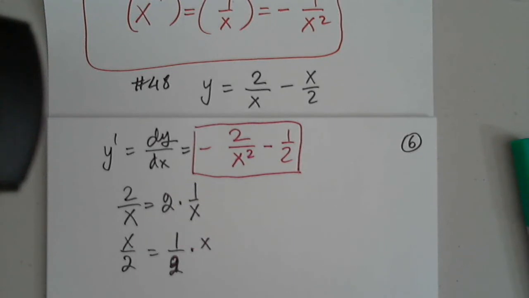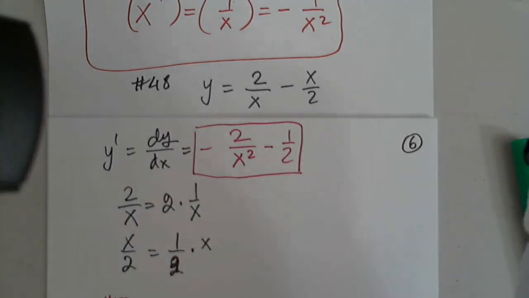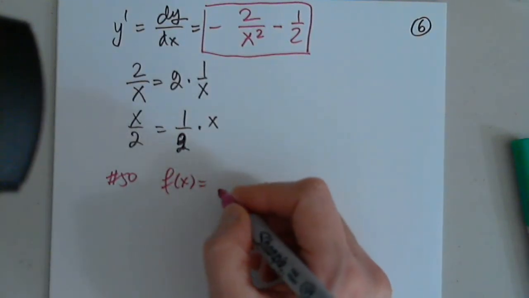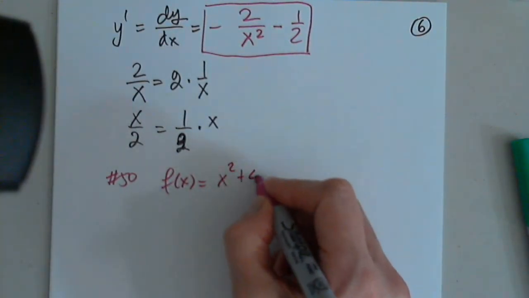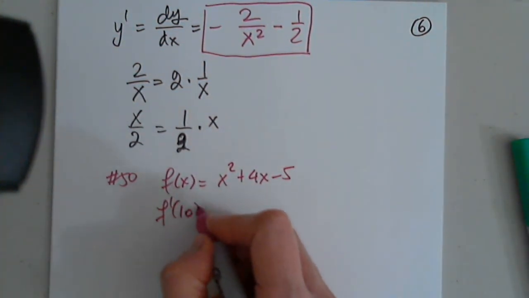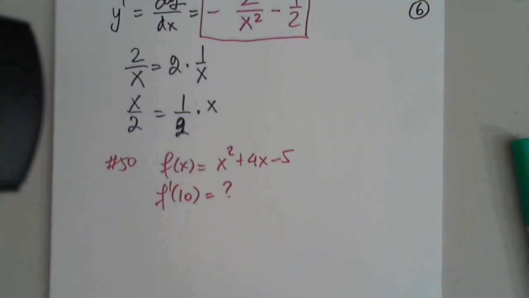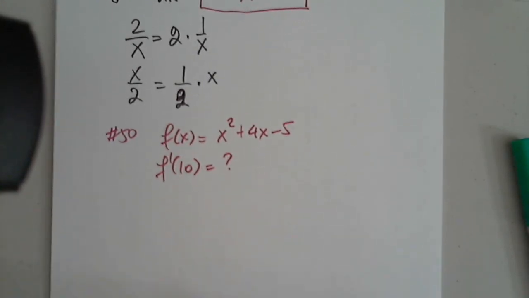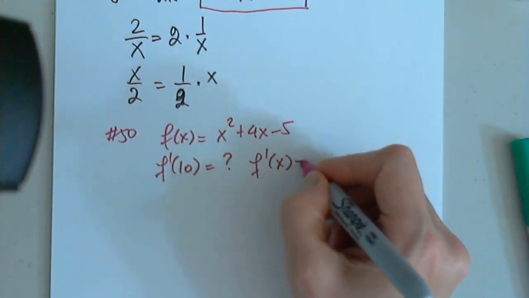49 through 56, anyone, or I pick? We do 50. 50, very good. Any questions before we look at 50? So 50 is f of x equals x squared plus 4x minus 5. There we are asked also to find f prime of 10. So what do we have to determine first? The derivative. Good. So can anyone give us the f prime of x?